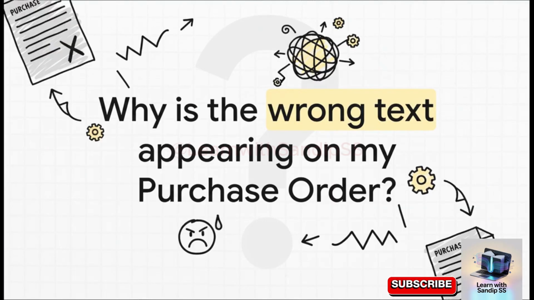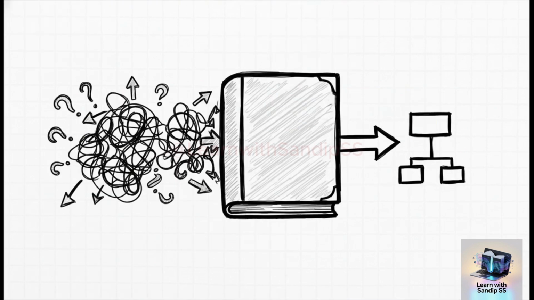So let me guess, you've been there, right? You create a purchase order, you're ready to send it to your vendor, and wait a minute, that's the wrong instruction on it. It's super frustrating, and it feels completely random. But what if I told you it's not random at all? That's right, there's no guesswork here. SAP is a machine, and it's following a very, very specific rulebook. Our mission today is to decode that logic for you so you can take control and make sure the right text shows up every single time.